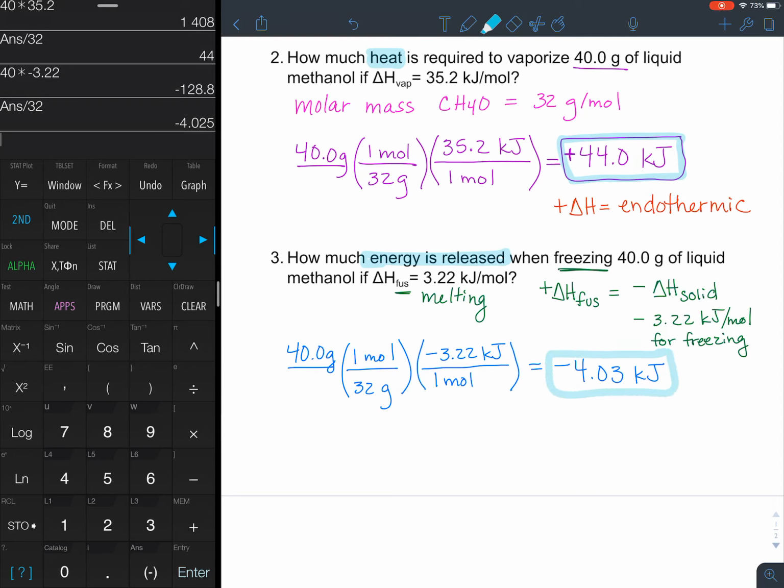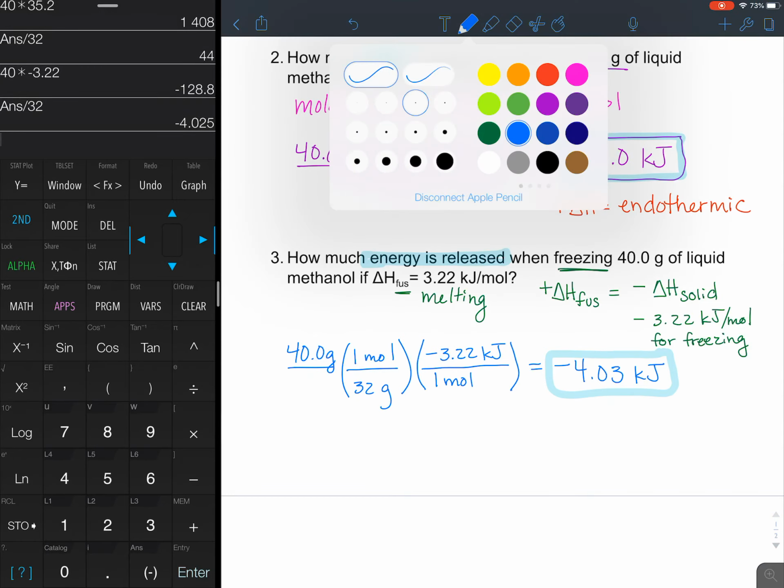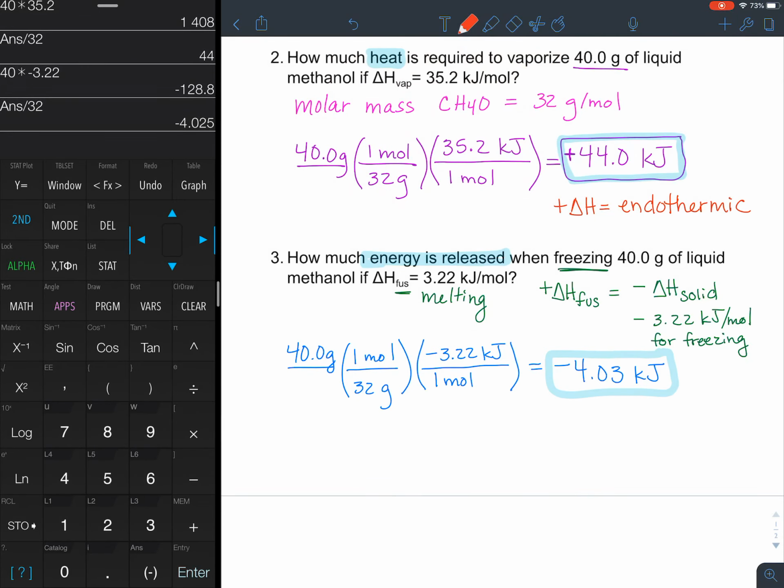Now, we said at the beginning that we should end up with an exothermic process, and it just so happens that this is a negative delta H, which is exothermic, or releasing, and so that matches up.